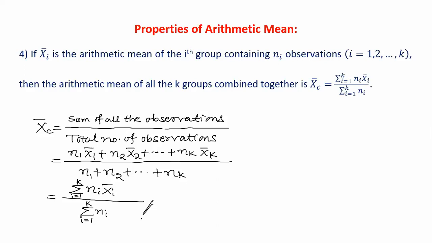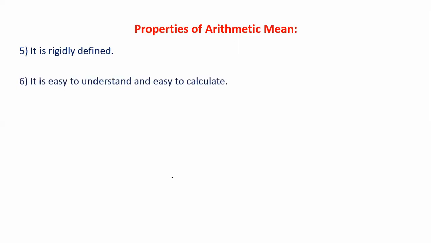Okay, let us move further. I'm going to stop after 60 minutes. So this was the fourth property. Then the fifth property, it is rigidly defined. So everybody will agree. There is a clear definition. There is no ambiguity. There is no confusion. Arithmetic mean is rigidly defined. It is easy to understand and easy to calculate.